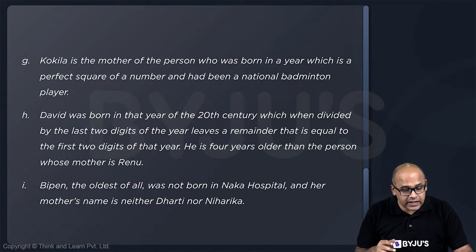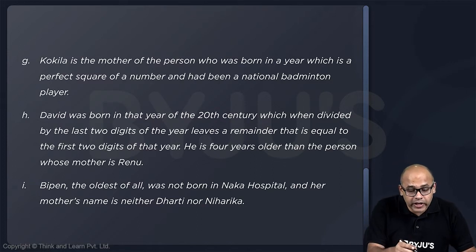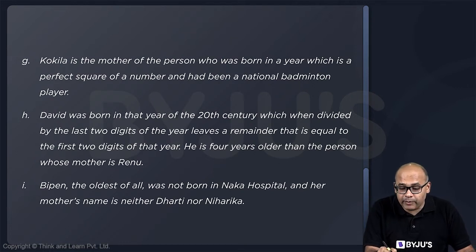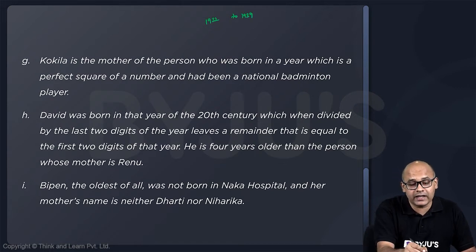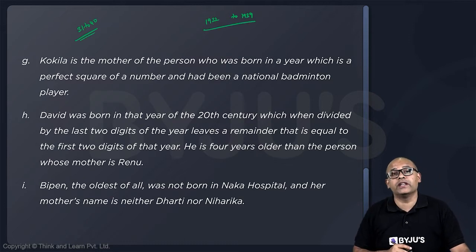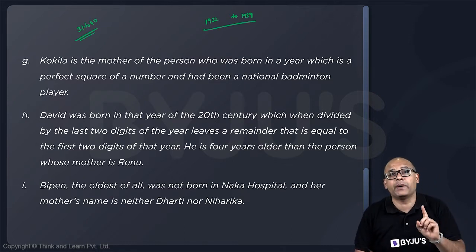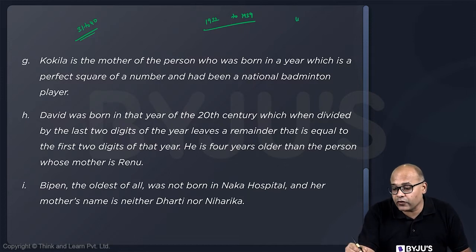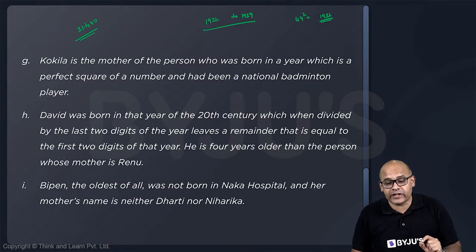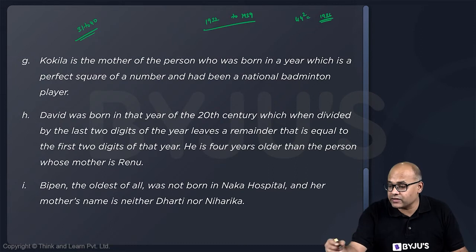Now let's still continue. I have statement G. Kokila is the mother of the person who was born in a year which is a perfect square of a number. Now if you notice, the years are 1932 to 1939, because the question said 31 to 40 both excluded. So included values are 32 to 39, and you can see that there is only one perfect square, and the perfect square is 44 square, which is 1936. So 1936 is the only perfect square that you will get. So you can just, if you want, verify.